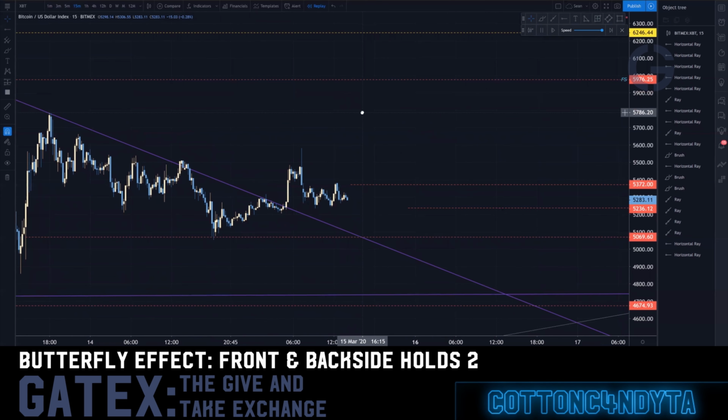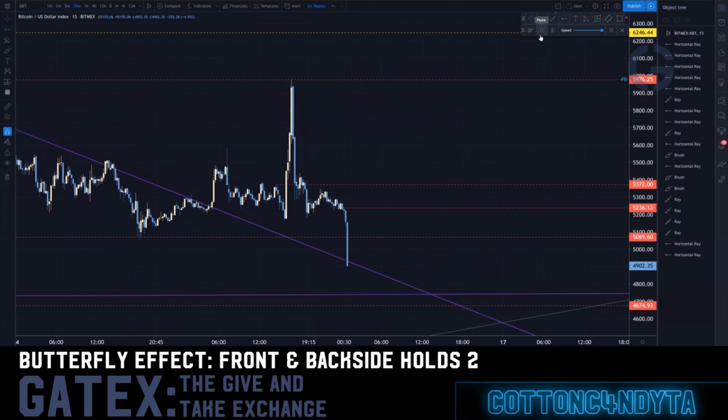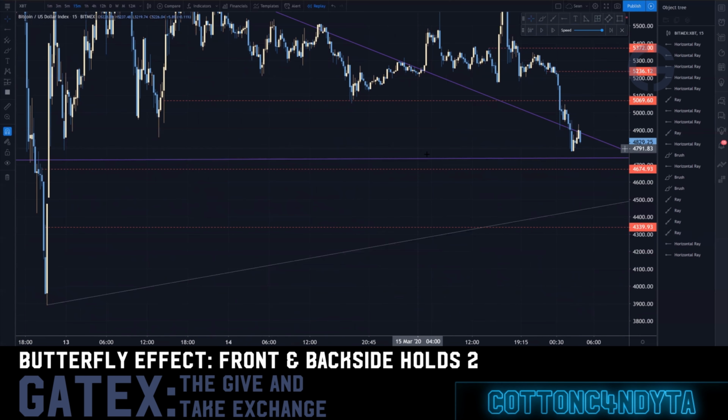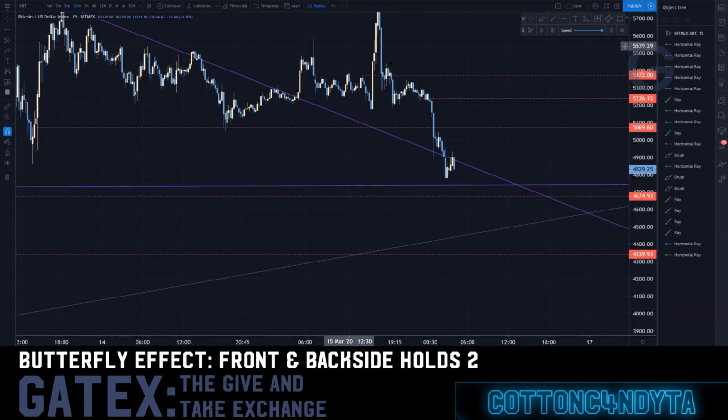Same kind of range bind, and then it goes to that point there. Okay, so we did get to this point in the chart. So this is what we were looking at. We did break that trend, and we were looking at this as kind of the final level. So that's where we left it off.